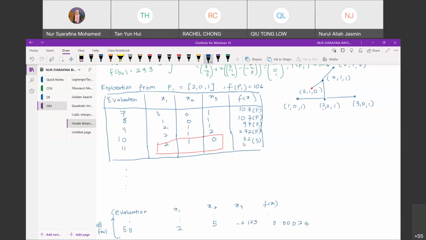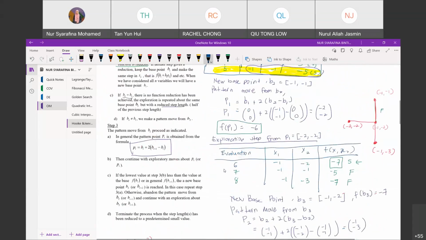Okay, when can we reduce the value of H? Remember, when can we reduce the value of H? When there is all failure, and also there is no change between the base point, the base point is not changed, then you can also reduce the H step length here.